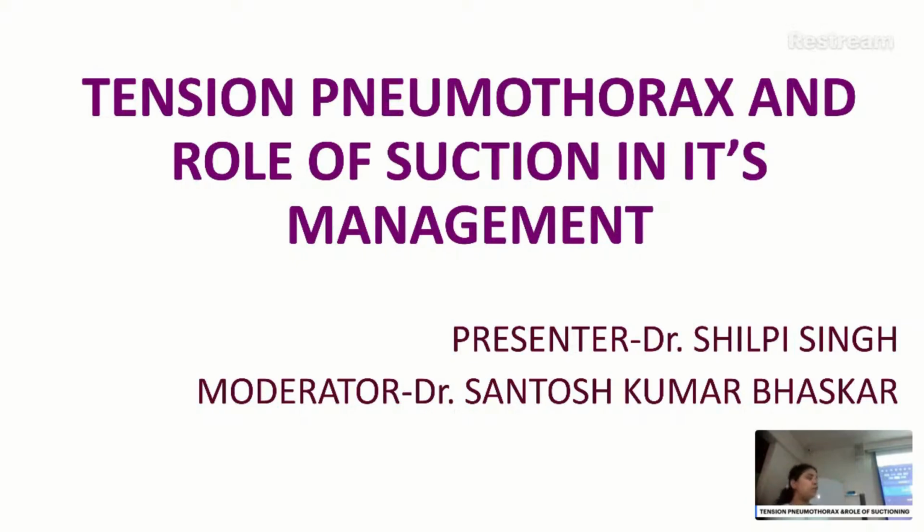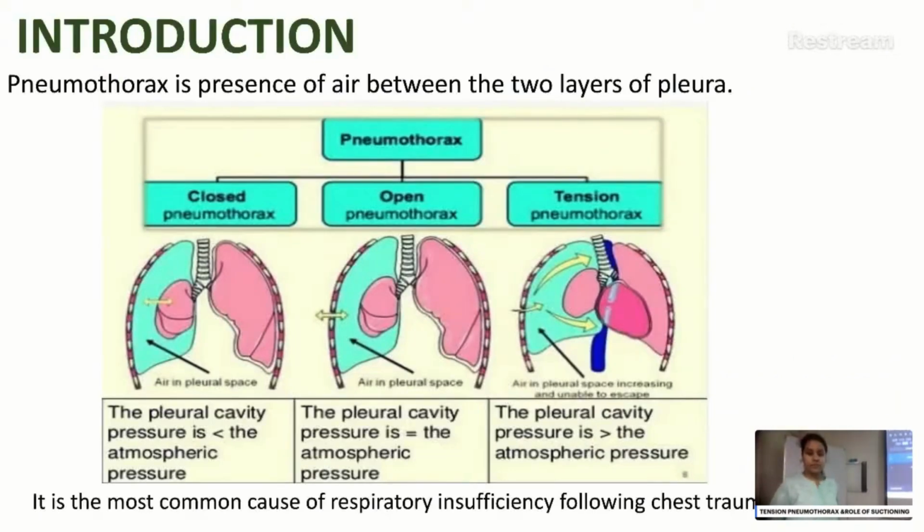Good evening, everyone. My topic for the day is tension pneumothorax and the role of suction in its management. As we know, pneumothorax, as the name suggests, is the presence of air between the two layers of the pleura. We have two layers of pleura in our lungs. One is the parietal pleura, and one is the visceral.